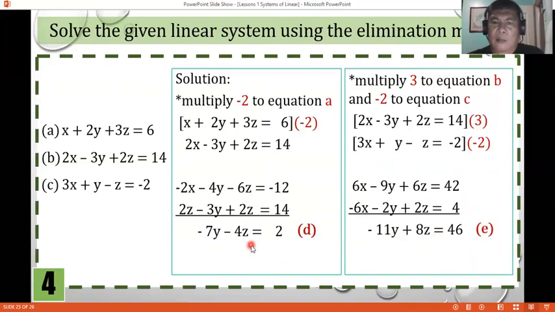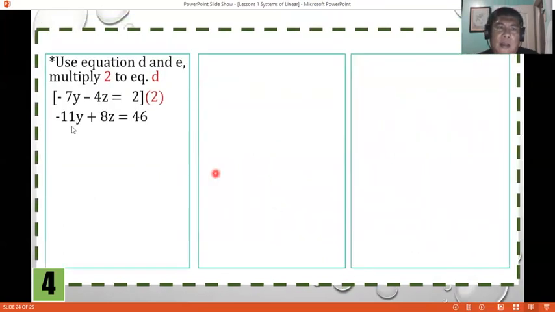Y and Z, di ba? So, ang maganda rito, we can eliminate z. Multiply lang natin ng 2, parehas na sila. Next. Use equation D and E by multiplying 2 to equation D. Kagaya ng sabi ko. Ito yung bagong equation, di ba? D and E. Bakit 2 ang multiply natin? Para maghiparehas sila.